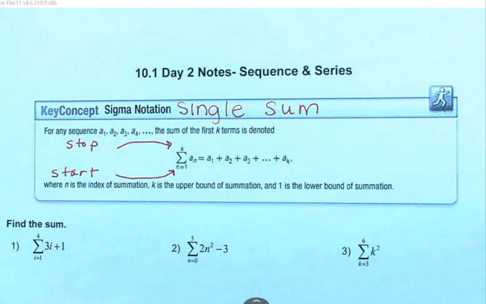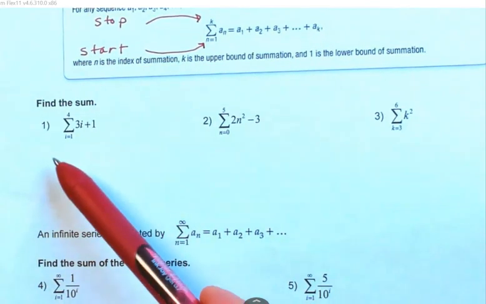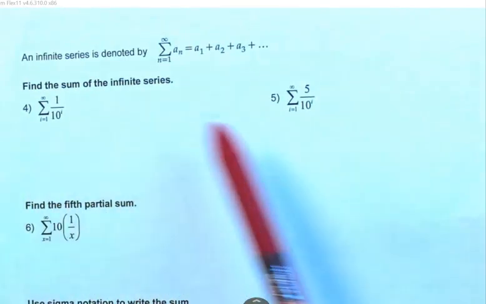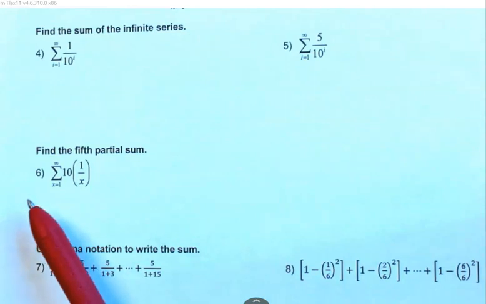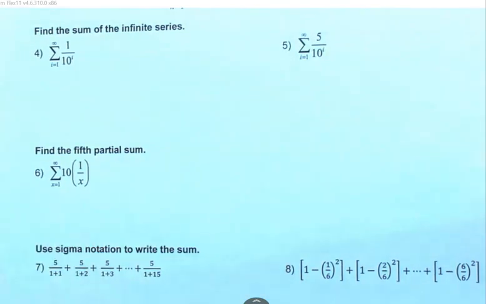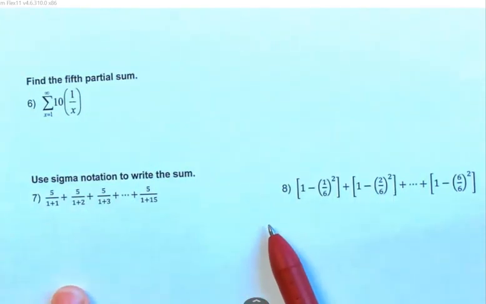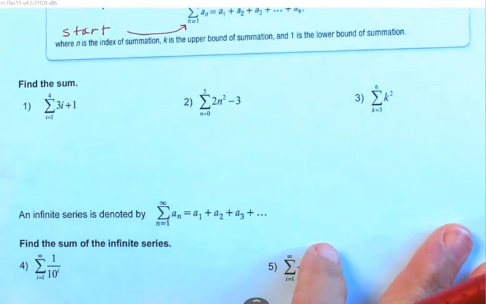All right, so here we go with number 1. 1 through 3, we're just going to get comfortable with sigma notation. Number 4 is going to be adding an infinite series, which we can actually do. Number 6 should kind of be grouped with 1 through 3, and you'll see why I say that. And then 7 and 8, we're actually going to write the sigma notation, the rule for it. All right, so let's go back to number 1 and get started.